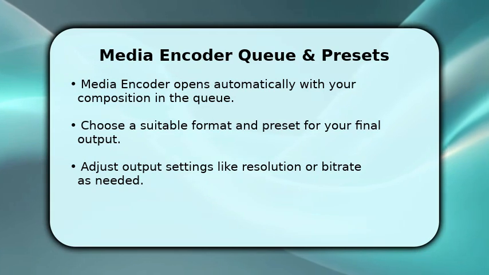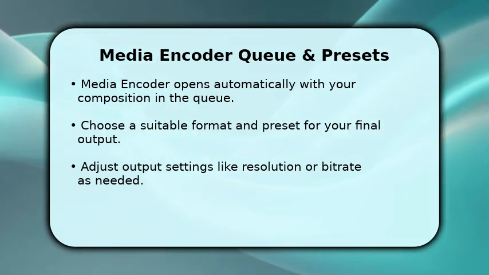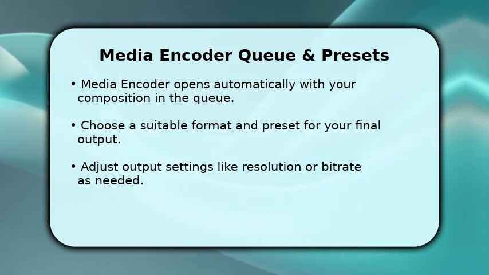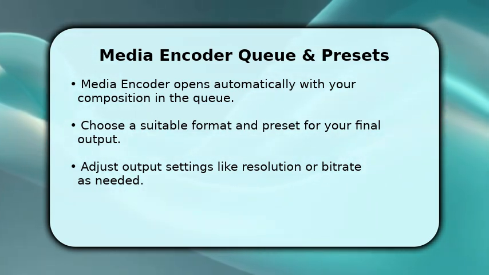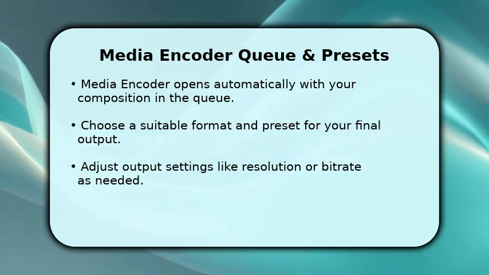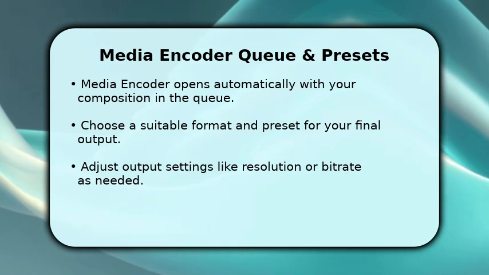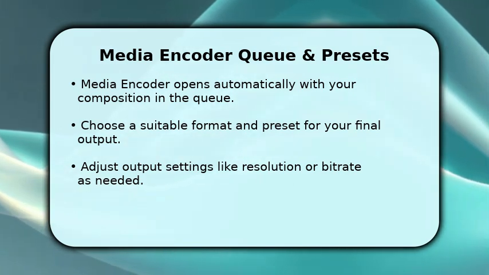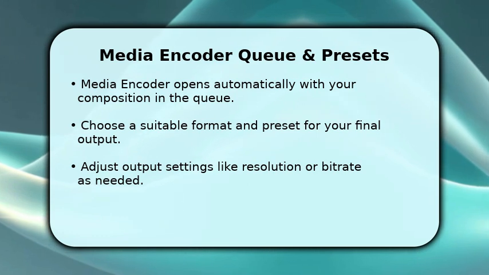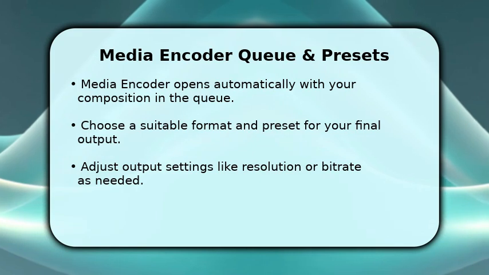Once in Media Encoder, your composition appears in the queue panel. Here, you can select your desired output format such as H.264 for web video, and then choose a specific preset. For example, you might pick a 1080p HD preset. You can also fine-tune settings like resolution, frame rate, or bitrate to meet your project's exact requirements before rendering.